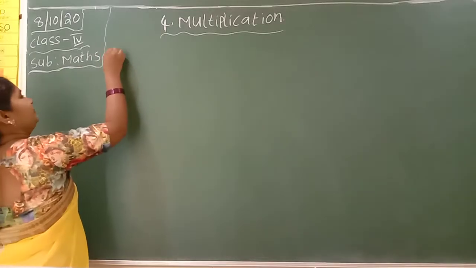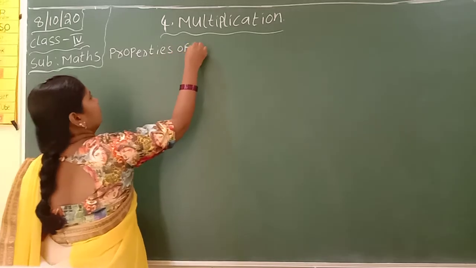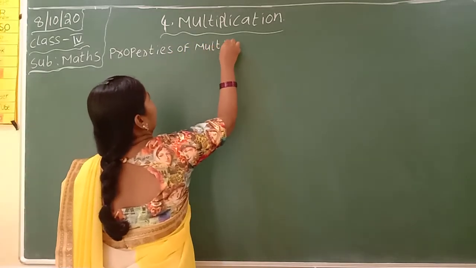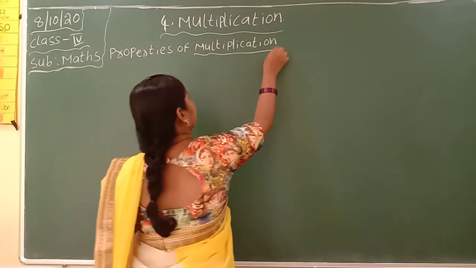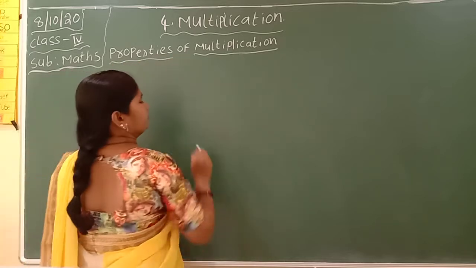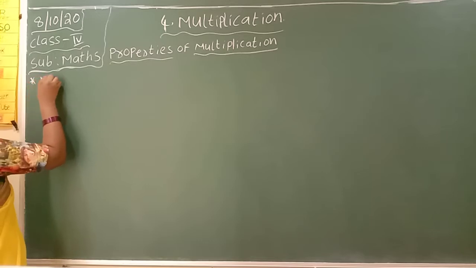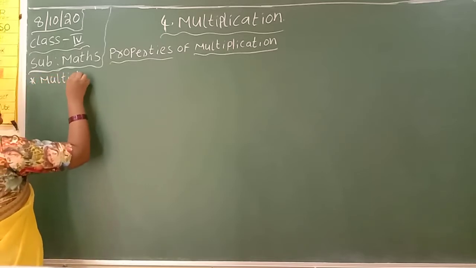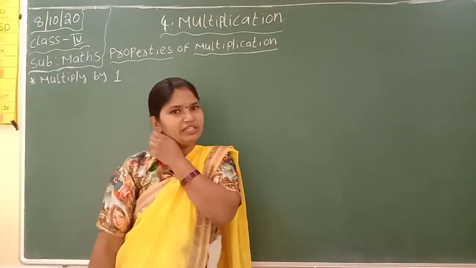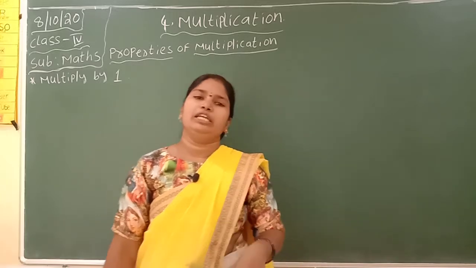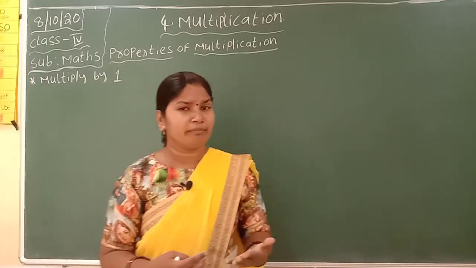Our topic today is properties of multiplication. Okay children. In this first property, that is multiply by 1. The first property is multiply by 1. If you multiply any number with 1, we will get the number itself.